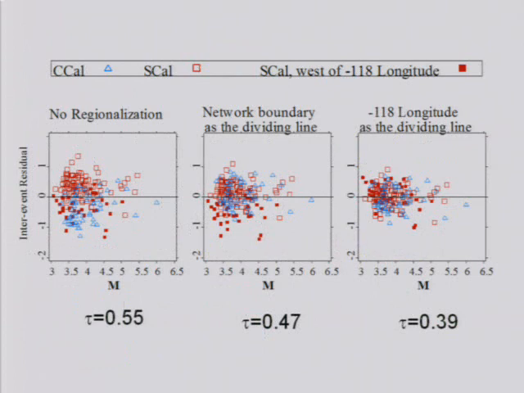So we did that. We do another regression analysis using the 118 degrees as a dividing line. You can see that if we do that, the inter-event scatter becomes much tighter, and we get a much smaller tau. Without regionalization, we got 0.55. If we take the network boundary as the dividing line, we get a 15% reduction in tau. And if we choose another one, 118 degrees as the dividing line, we get a 30% reduction.